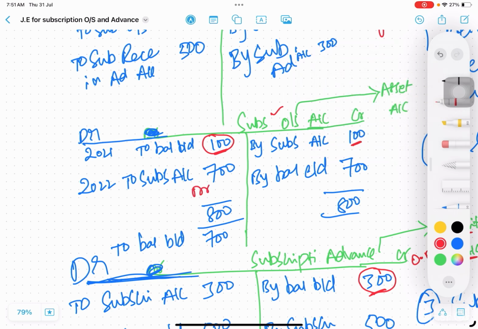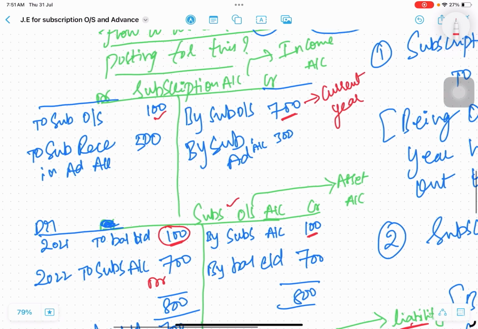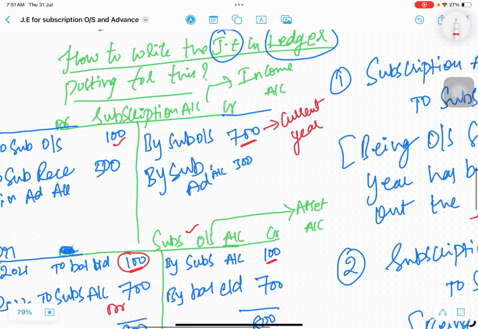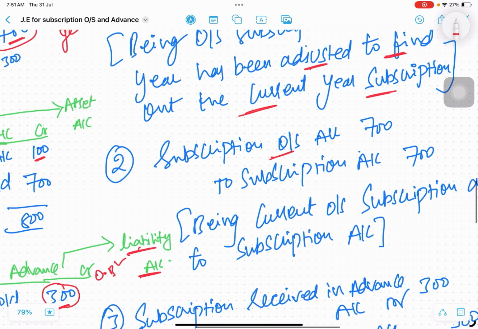You have to debit. That's it. Understood? Yes. Very good. Second adjustment also over. Look at this. Second journal entry, subscription outstanding account is debited, subscription account is credited. Subscription outstanding account debit to subscription account.